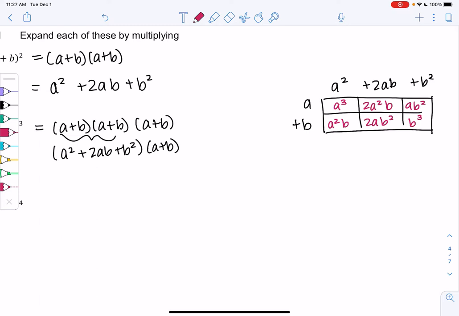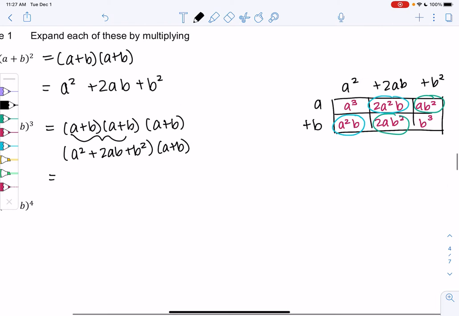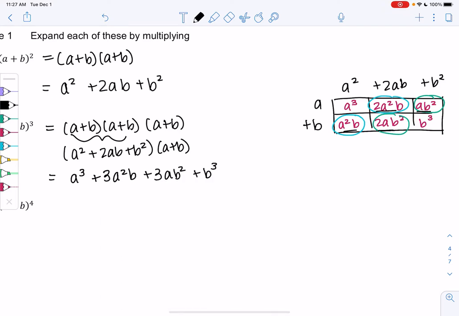And do we see any like terms? Yeah, if we look really closely. So 2a squared b, and then we have 1a squared b, those will go together, and then it looks like we have 2ab squared, and then a regular ab squared. So I'm just going to go in order of powers, so a cubed. And then we get 3a squared b, and then we'll also get 3ab squared, and then plus b cubed.